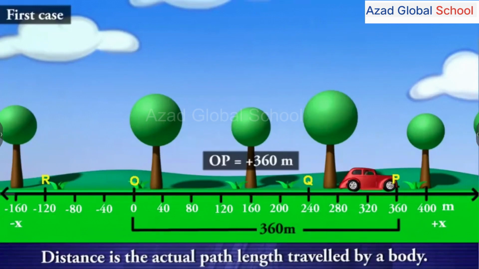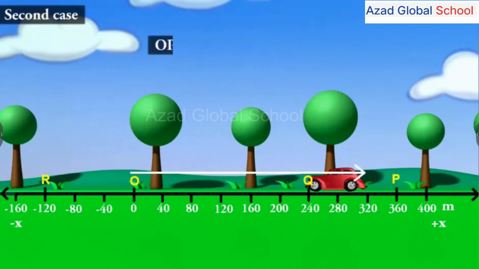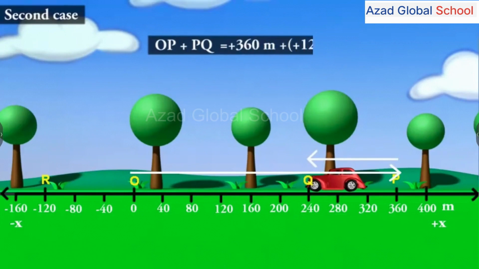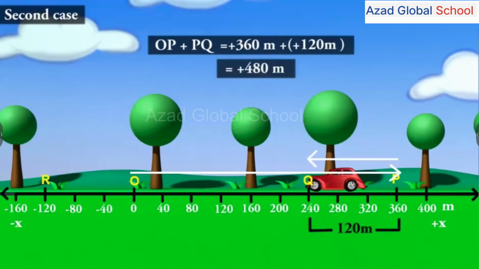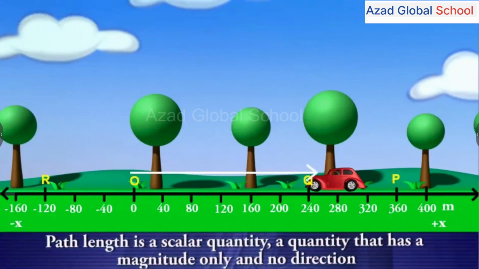In the second case, the car moves from O to P and then back from P to Q. During this course of motion, the path length traversed is OP plus PQ equals plus 360 meters plus 120 meters equals plus 480 meters. It is very important to understand that path length is a scalar quantity that has magnitude only and no direction.